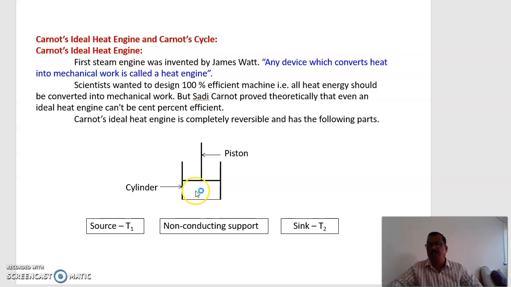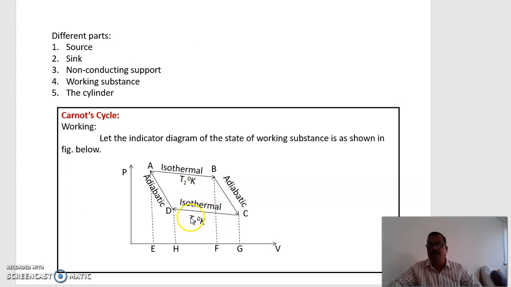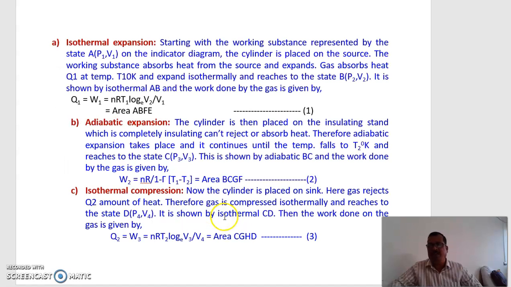Therefore, the gas is compressed isothermally at a constant temperature T2 degree Kelvin and reaches the state D, P4. This is shown by the isothermal CD. In this case, the work done on the gas is given by Q2 equal to W3 equal to nRT2 log of P3 by P4, that is the area CZHD.